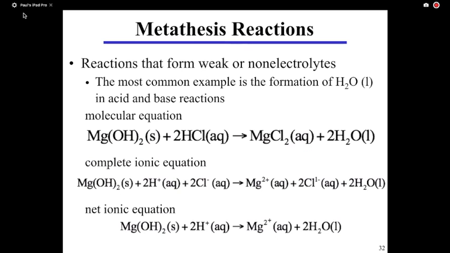To form a weaker non-electrolyte, most often was the formation of water, and so magnesium hydroxide plus hydrochloric acid will lead to magnesium chloride plus water. And when you do the net ionic equation, you can see that we've formed a liquid. The driving force is formation of a liquid in this case.